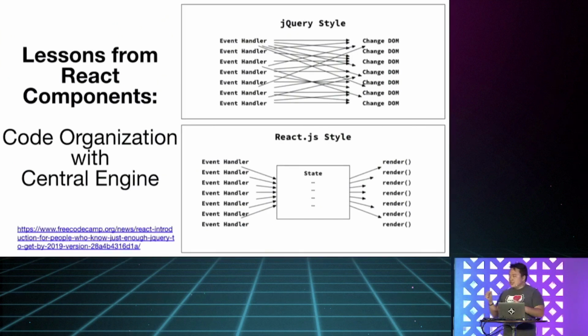So the first lesson is component organization, right? In the jQuery, pre-framework era, you just kind of wired event handlers with DOM elements up willy-nilly, and there wasn't much code organization. React's insight, and other frameworks like it, was to organize things in composable components orchestrated by a central engine, right? For React, it's the central React runtime, and for Temporal, it would be the Temporal server.